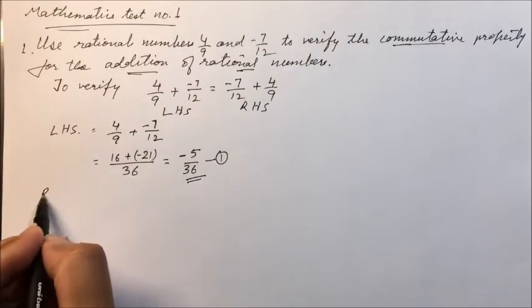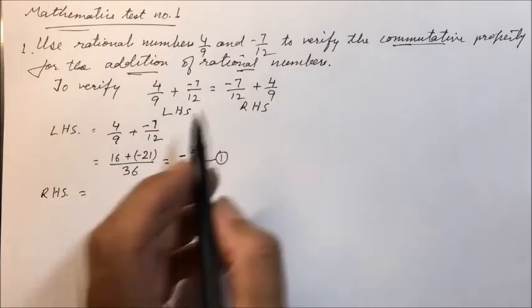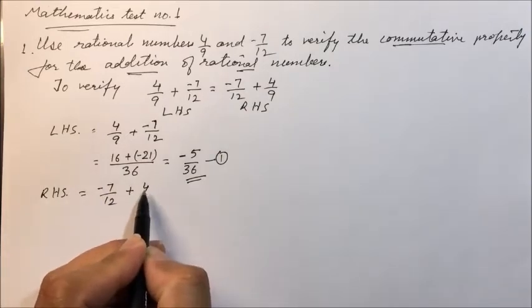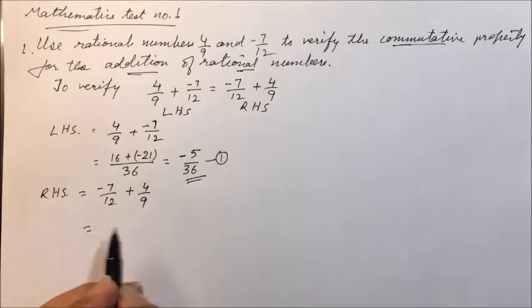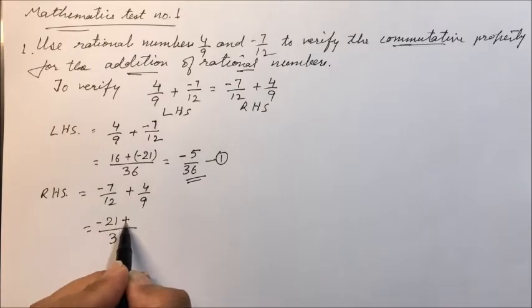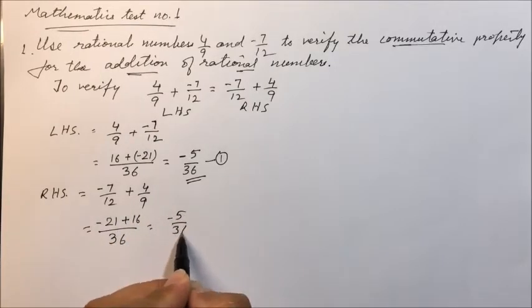Now we take the RHS. RHS is minus 7 upon 12 plus 4 upon 9. The result will be, take the LCM again, it will be 36. Here will be minus 21 plus 16. Again we are getting minus 5 upon 36. This is our second result.